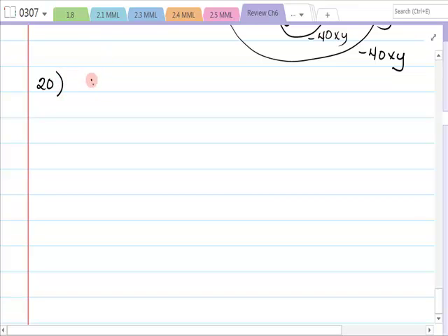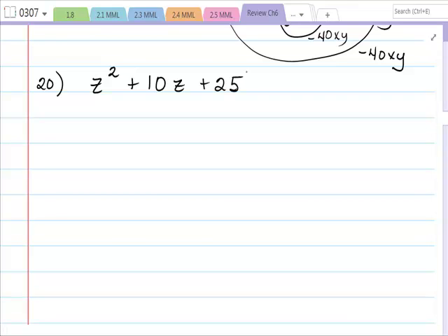Number 20. I have z squared plus 10z plus 25. Is there a common factor? No. When the leading coefficient is a 1, that means there's not going to be a numerical common factor. And when the last term doesn't have a z, there can't be a variable common factor. So it's a no. It's a trinomial, so here we go.